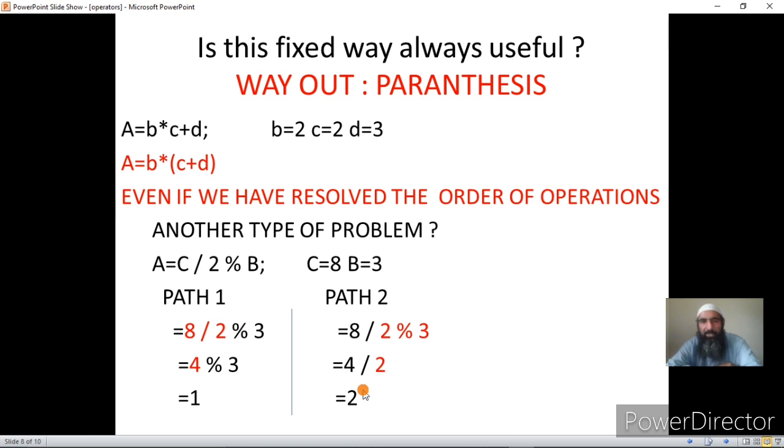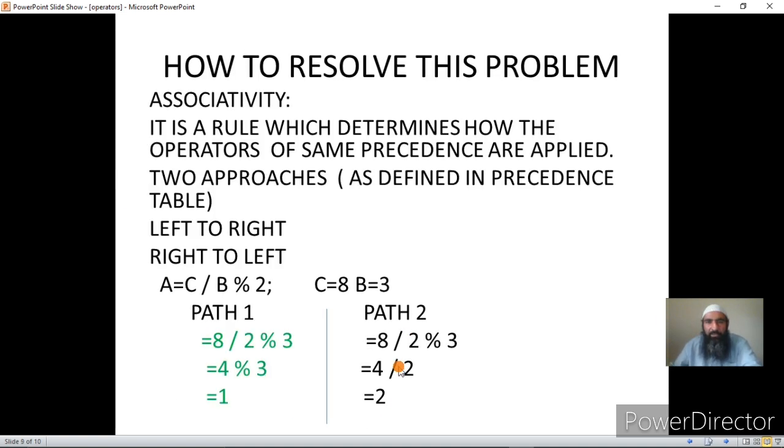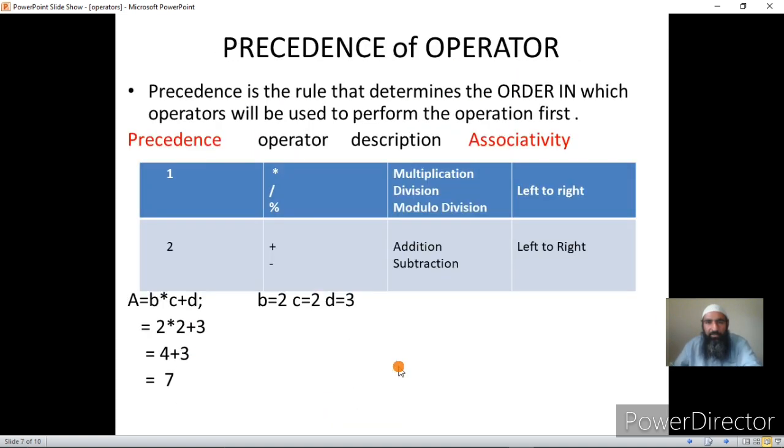The rule that is used there is called associativity, and it is again given in the precedence table. See, in the precedence table, one more rule is associativity. That is, if there are operators with the same precedence, like multiplication, division and modulo division, they have the same precedence. Now whether these operations will be carried out from left to right or right to left, here the rule is left to right.